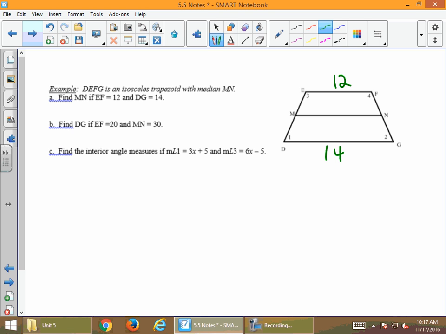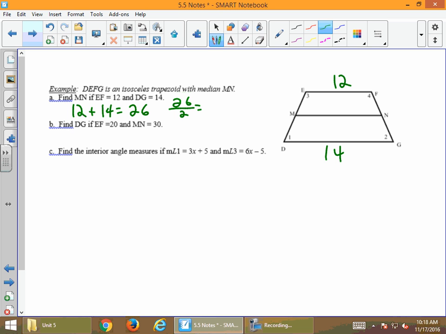So use that. Who can tell me that rule? It's one of the last rules you had on your little rule sheet. What is it about? It's half of the sum, right? So all I have to do is add these together and divide by 2. So I'm going to do 12 plus 14. What's 12 plus 14? 26. And then I'm going to take that number and divide by 2. 26 divided by 2 is 13.